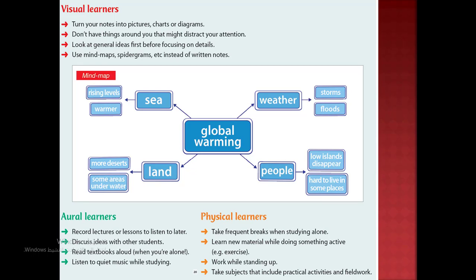Such as the mind map that we have in front of us about global warming. So if you are a visual learner, it's better for you to have a mind map like that to summarize the information. For oral learners, record lectures or lessons to listen to later. Discuss ideas with other students. Read textbooks aloud when you are alone. Listen to quiet music while studying.